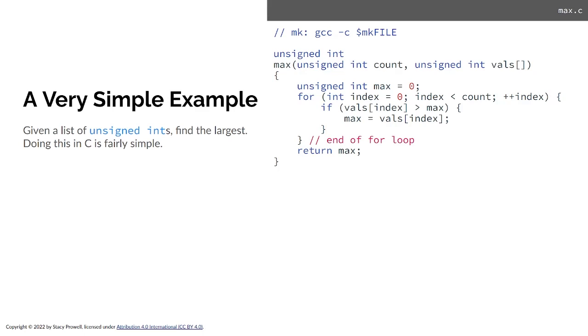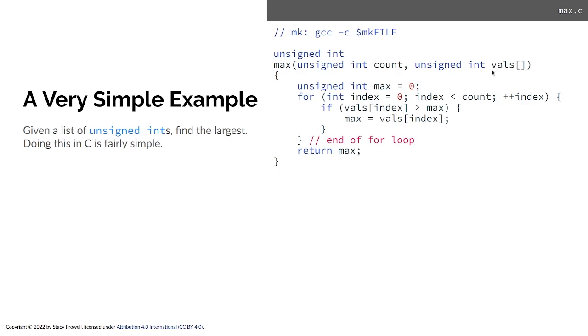So here's a very simple program. Given a list of unsigned integers, find the largest one in the list. Doing it in C is pretty simple. So what are we doing up here? Hopefully the C code looks blindingly obvious to you. You can tell because it uses int a lot that I didn't really write this. I stole this out of a textbook to find the max of a list of integers, and there you go.